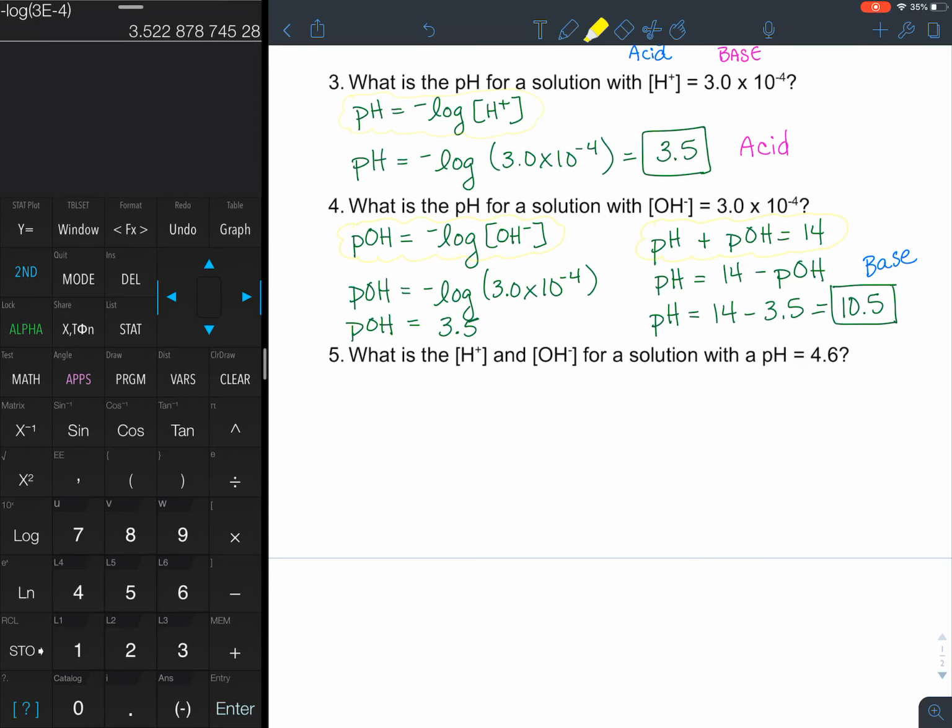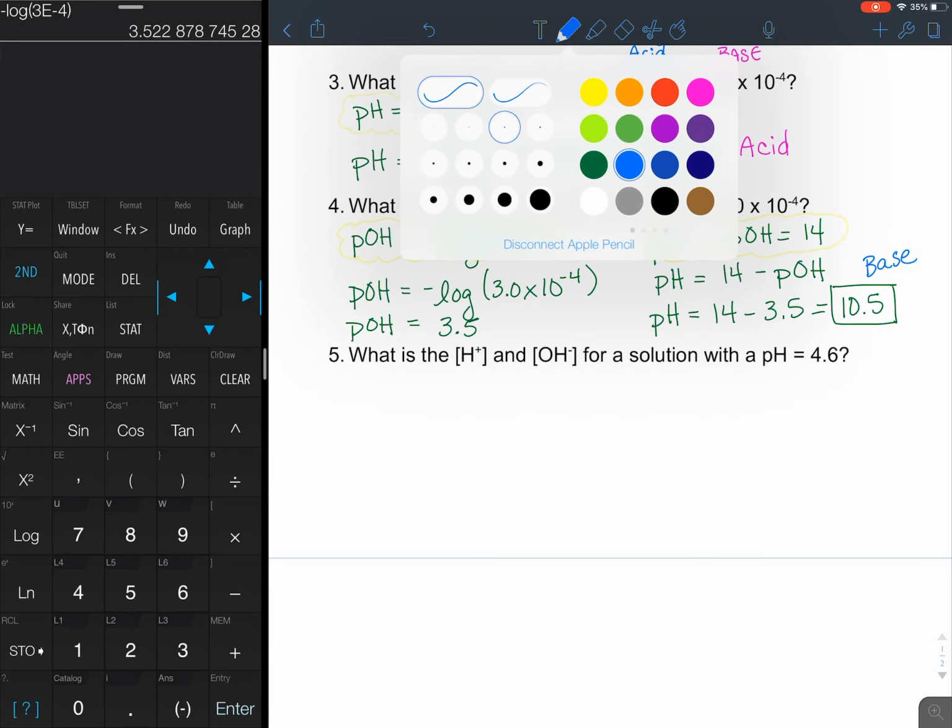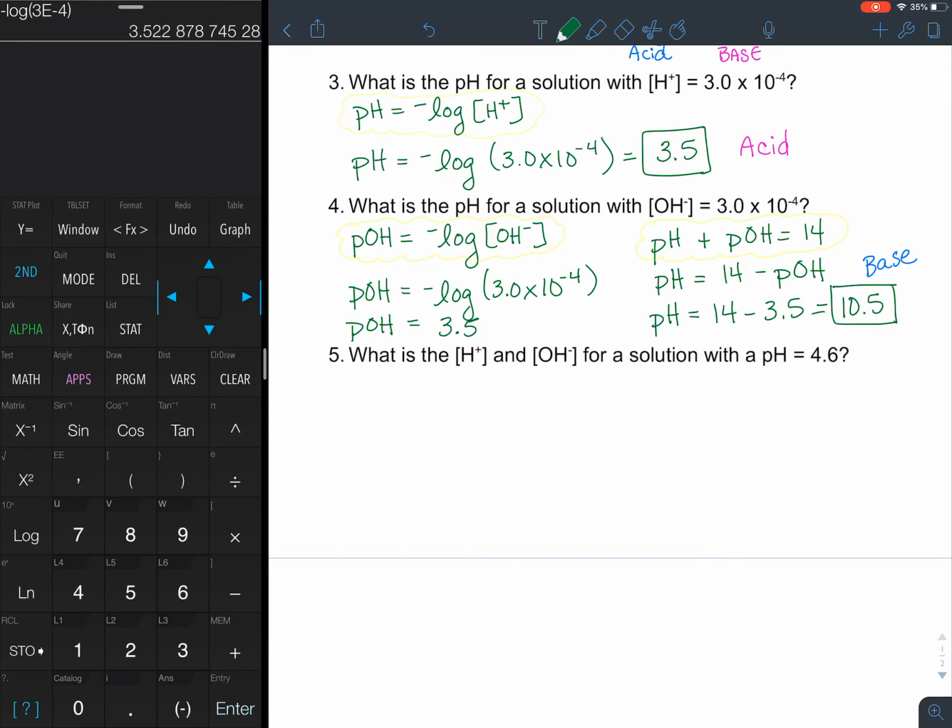Okay. The last problem that we have to solve on this check is: what is the hydrogen ion and hydroxide ion concentration for a solution with a pH of 4.6. So if we're going from pH to the ion concentration, our equation is going to be that the hydrogen ion concentration is equal to 10 to the negative pH. And similar to that, the hydroxide ion concentration is going to be equal to 10 to the negative pOH.